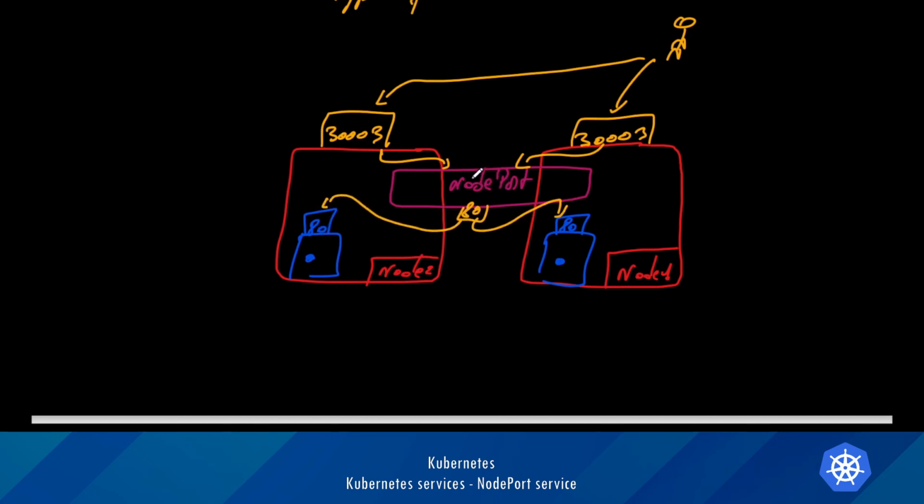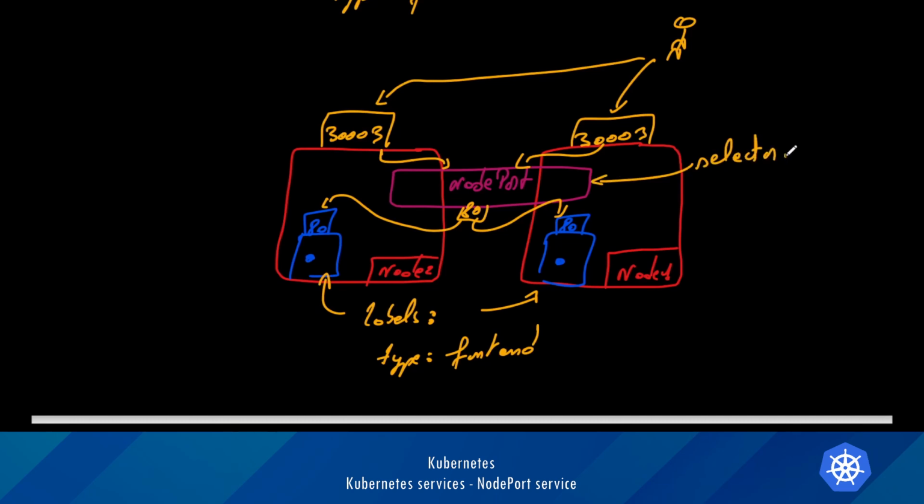As we did in the previous examples, here we just need to tell the NodePort service about the pods using labels and selectors. So if we have the labels type frontend on these two pods, we have to mention the same labels in the selector section of the NodePort service. So we have the same configuration.